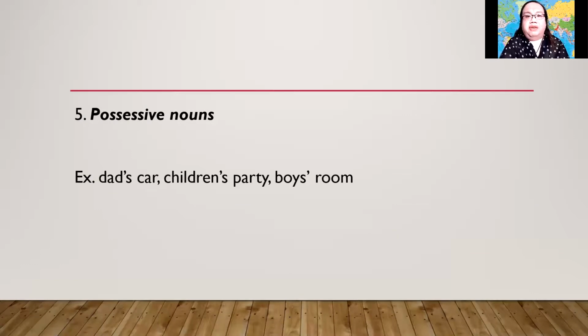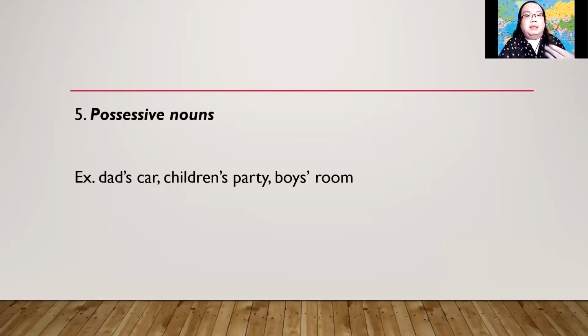Next, we have the fifth classification, possessive nouns. These nouns show ownership. And these nouns are quite obvious. They're very noticeable, very conspicuous, because we're making use of a certain punctuation mark, and that punctuation mark is your apostrophe. So if we put it into writing, there's a noun, then apostrophe, then add s, if the noun is singular.